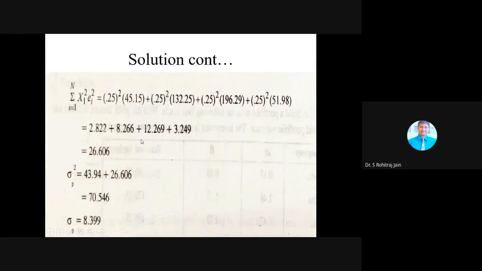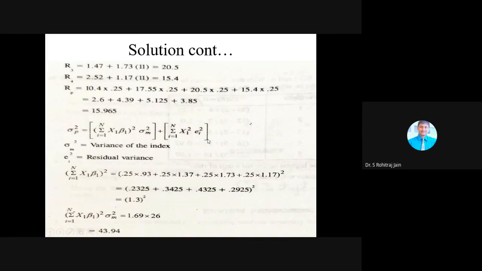Now, the problem doesn't stop here. I still need to calculate what? I still need to calculate the second component in the formula, that is x1 square into EI square.